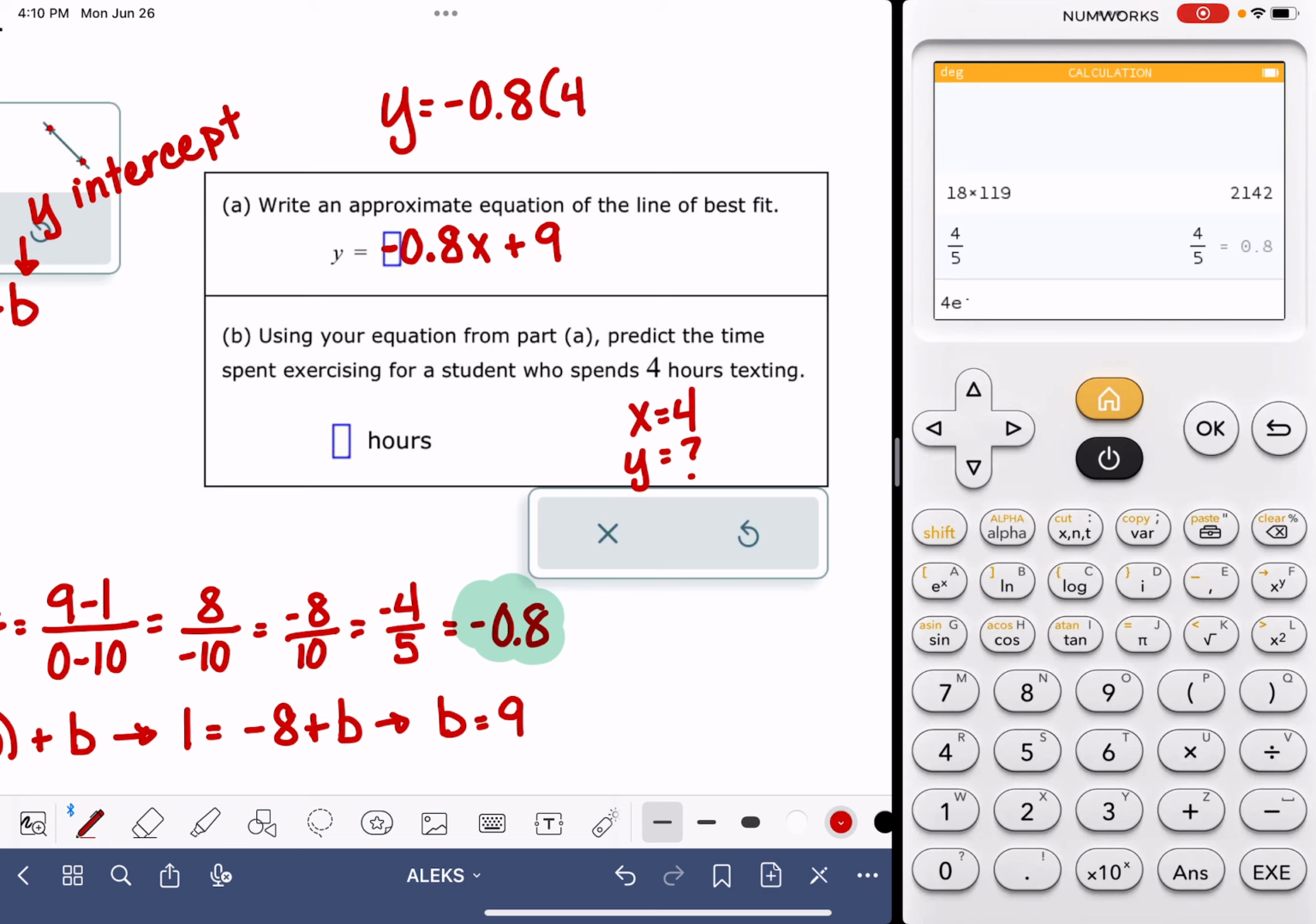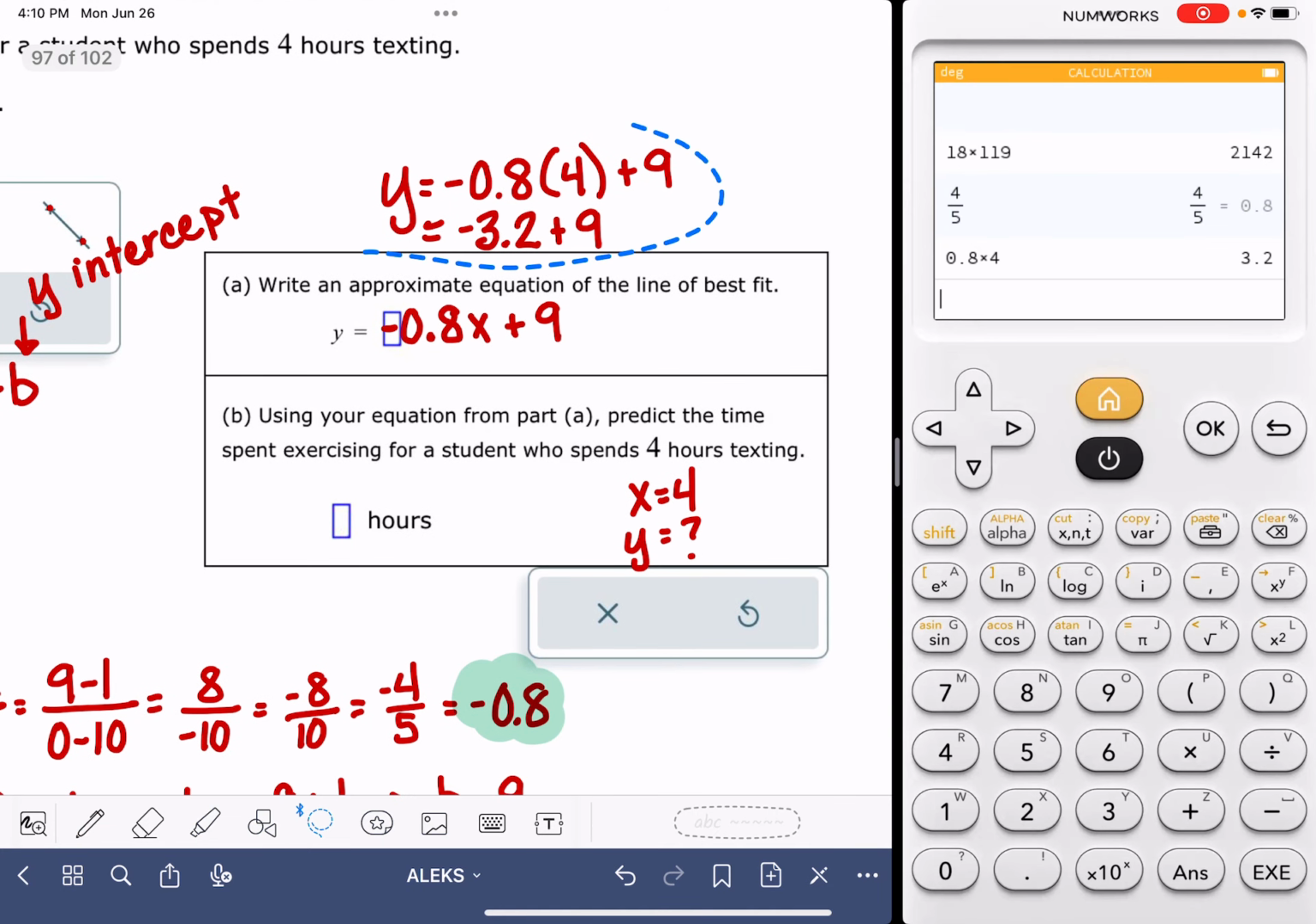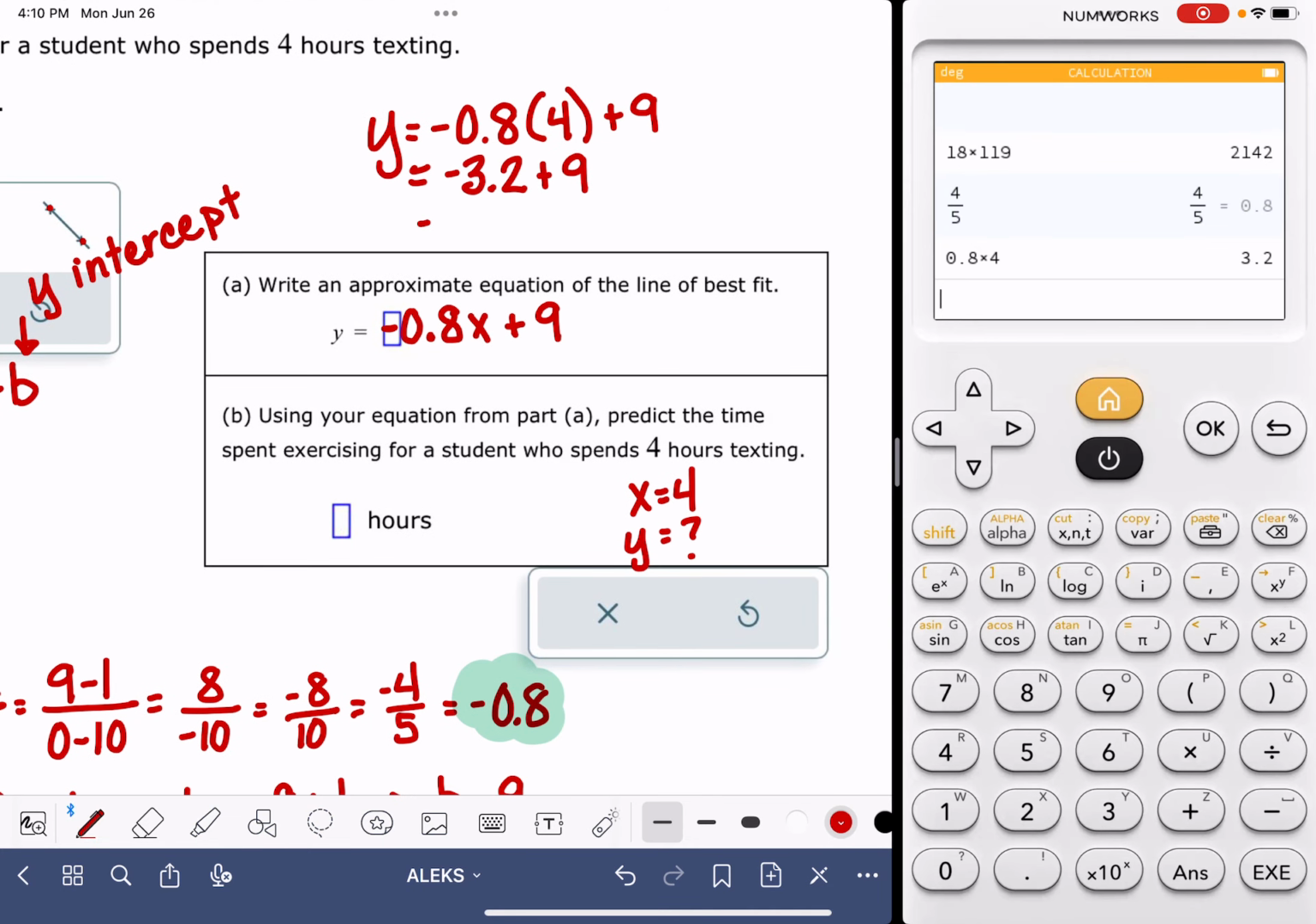The x value that it wants us to be using is x equals 4. So I'm just plugging this into my equation. 0.8 times 4, I believe, is 3.2, but let's just double check it. So y is negative 3.2 plus 9. Y is, I believe, 5.8, but let's double check that as well. 9 minus 3.2 is 5.8.